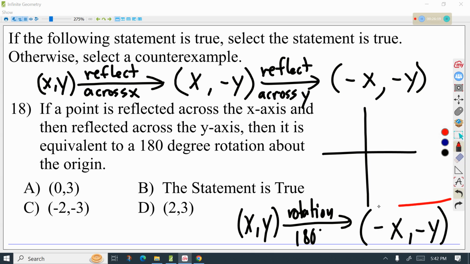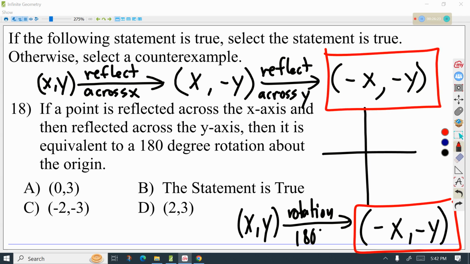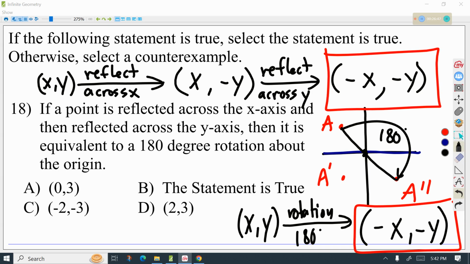So notice how they both end up with the same thing. This ends up with -x, -y, and this ends up with -x, -y, okay? If you wanted to test it geometrically, looking at the points, you can say, if I reflect this across the x-axis, then A prime will be right here. And then if I take A prime and reflect it across the y-axis, then A double prime will be right here. And look at what kind of degree this made with the origin. That made an angle of 180 degrees, okay? So in this case, I hope you guys can see the statement is true.